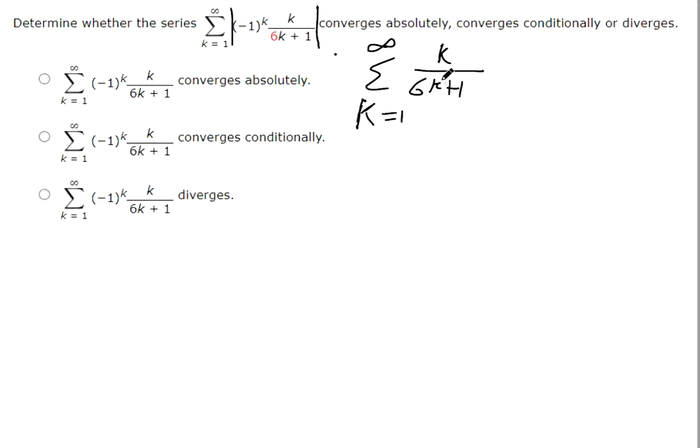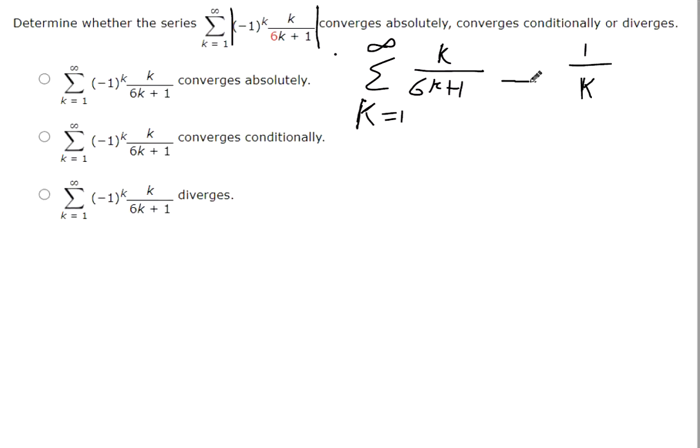And if it doesn't, then we can check with the alternating series test whether it converges conditionally. Otherwise, we're going to have to go with divergent. So we could use the comparison test or the limit comparison test, whichever one you think is going to be easiest. I'm going to compare it to the harmonic p-series.